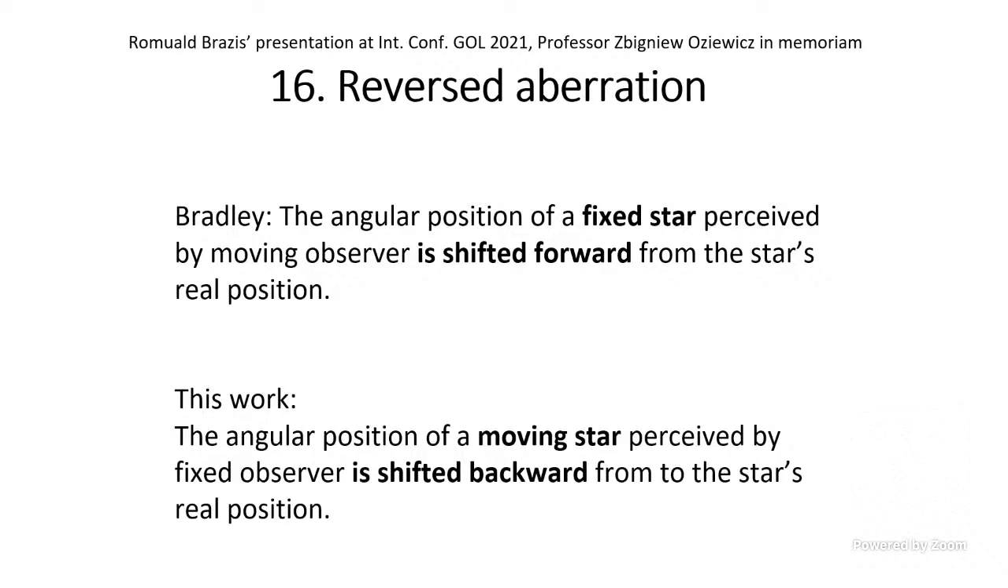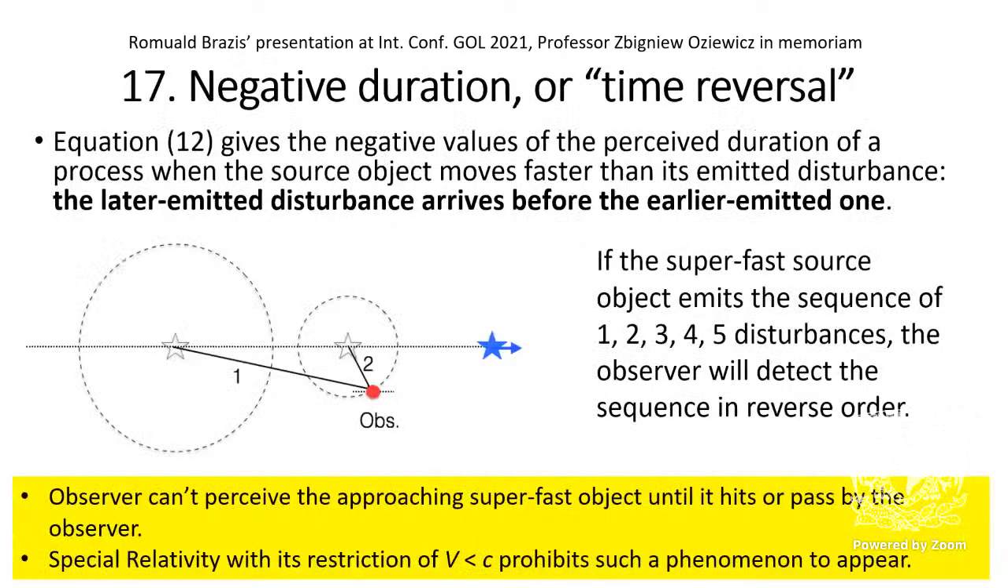About the aberration, Bradley said that the angular position of a fixed star perceived by the moving observer is shifted forward from the star's real position. And in this work, we get that the angular position of a moving star perceived by a fixed observer is shifted backward from the star's real position.